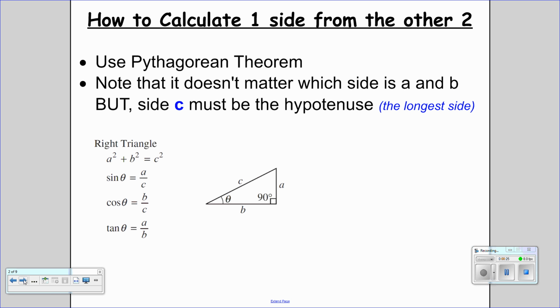All right, first, calculate one side from the other two. If you know two out of the three sides of a right triangle, you're going to use Pythagorean theorem to find the third. Okay, Pythagorean theorem, a squared plus b squared equals c squared. Now for this equation, it doesn't matter which one's a, doesn't matter which one's b, as long as you make c your hypotenuse, or your longest side. It's also the side opposite the 90-degree part of the triangle. Okay, so let's do a couple of examples.